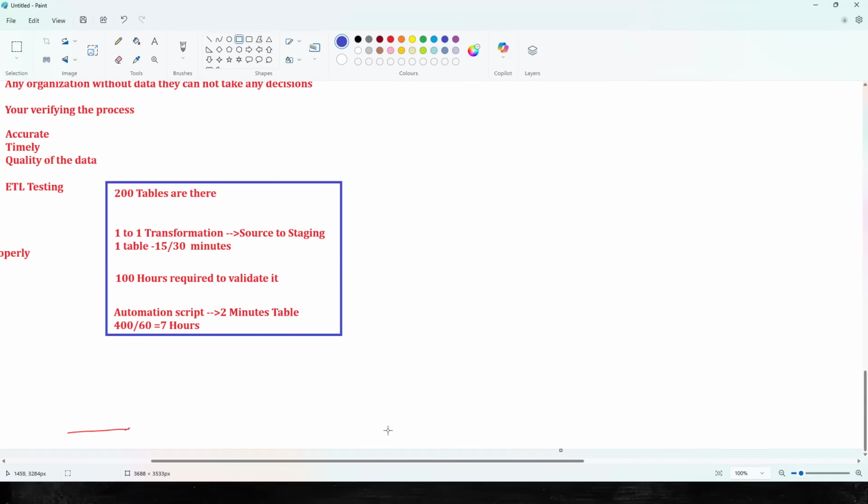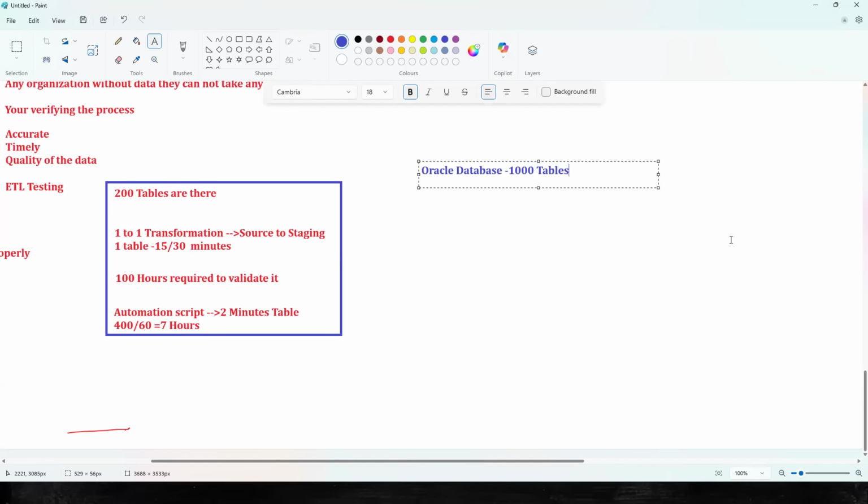So you have a migration project. Try to understand. Here you are having an MS SQL database, or consider it an Oracle database. You have 1,000 tables. Now, next, what they are doing is migrating to cloud.